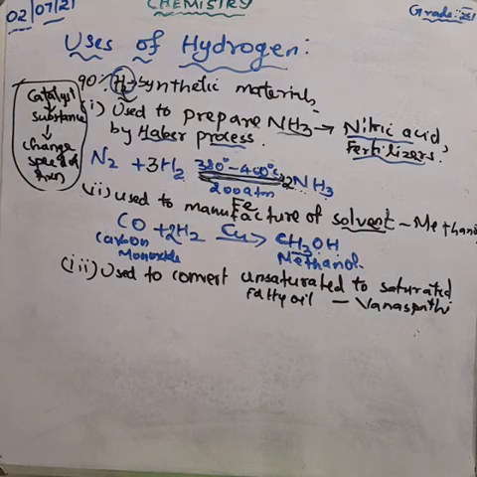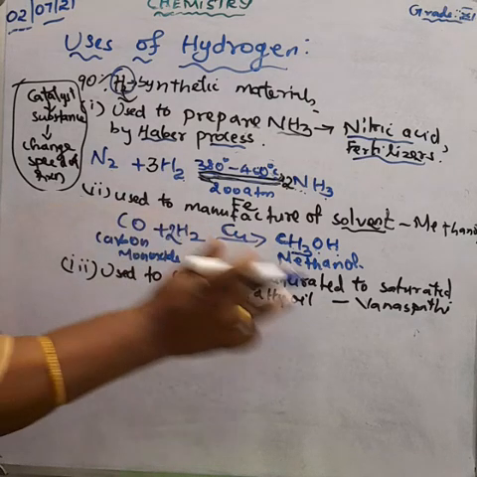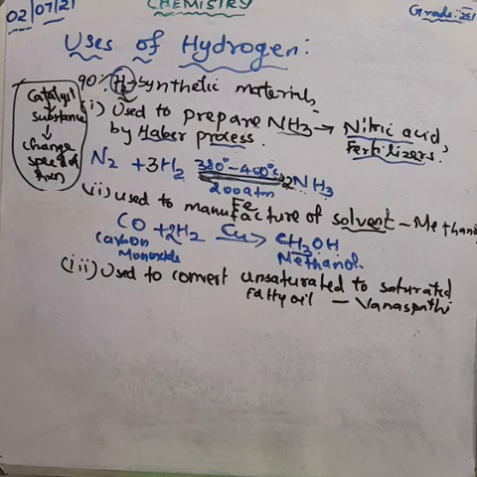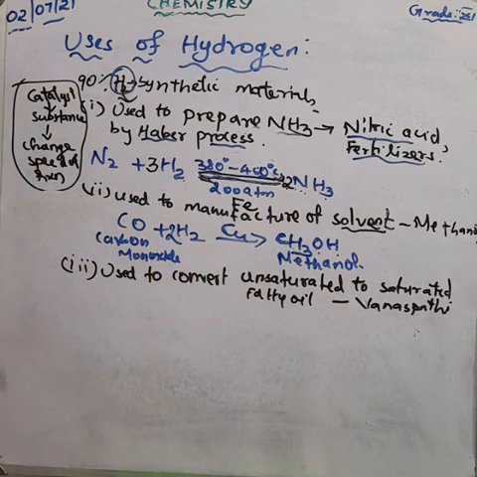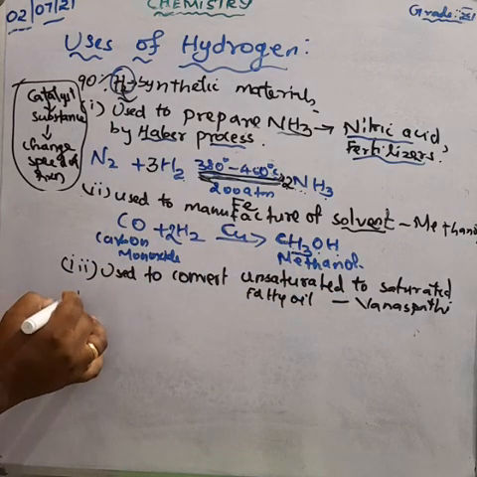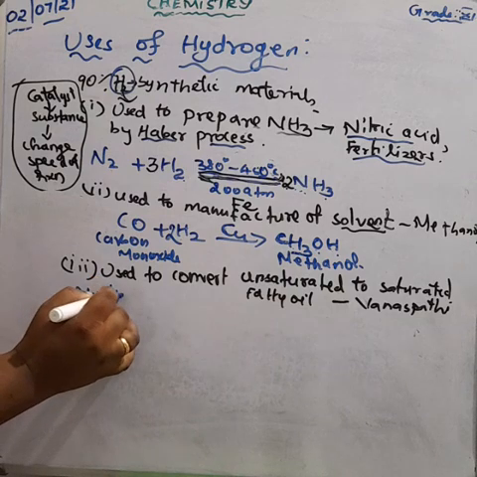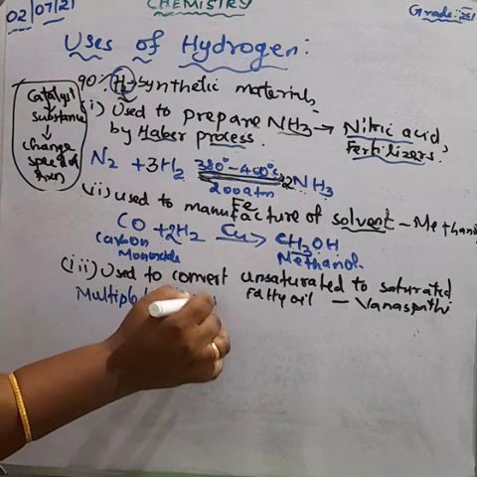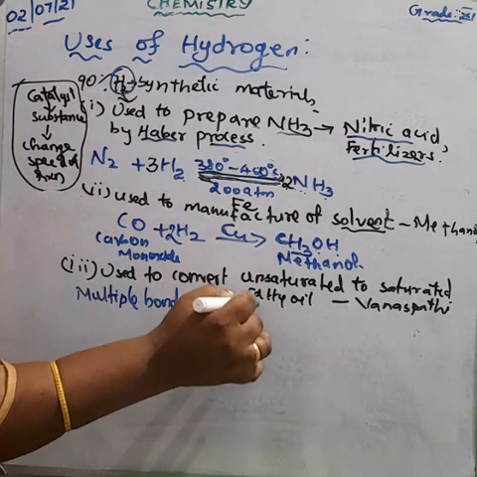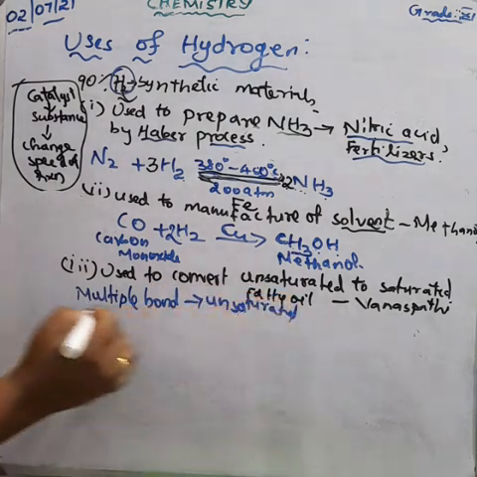So with hydrogen, we can convert an unsaturated compound to a saturated compound. We already studied that in the last class. We are using hydrogen as a reducing agent to convert the unsaturated compound to a saturated compound. What do you mean by unsaturated? Unsaturated means a compound having a double or triple bond, a multiple bond. Saturated means a single bond. Understood? Here, what is the reducing agent?